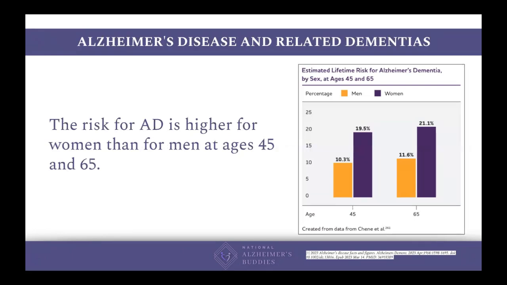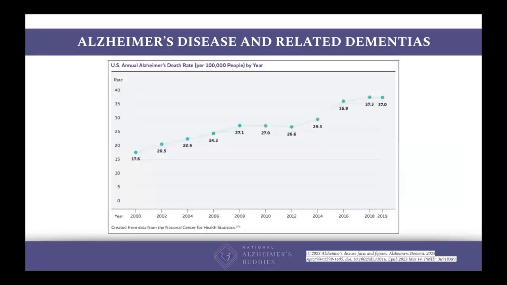Furthermore, the risk of Alzheimer's disease is higher for women than for men at ages 45 and 65. There is the explanation that women live longer than men to account for the disproportionate impact of Alzheimer's on women, but scientists are exploring this imbalance further, looking at biology and sociocultural impacts to understand a broader picture. In the United States, the annual rate of deaths due to Alzheimer's disease has risen substantially since the year 2000. This rate is particularly impacting people ages 85 and older. The long duration of this illness and the burden can feel significant.